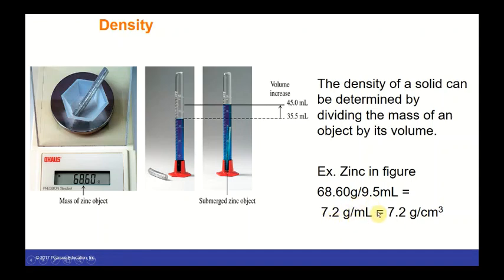Knowing that we can convert milliliters, it's best to use centimeters cubed for a solid, because we don't have milliliters of solids. That's a milliliter of a liquid. So we just simply convert milliliters to centimeters cubed. Now that we have the density of a substance, we can use this value, if we're given the mass, to determine the volume, or if given the volume, we can determine the mass.